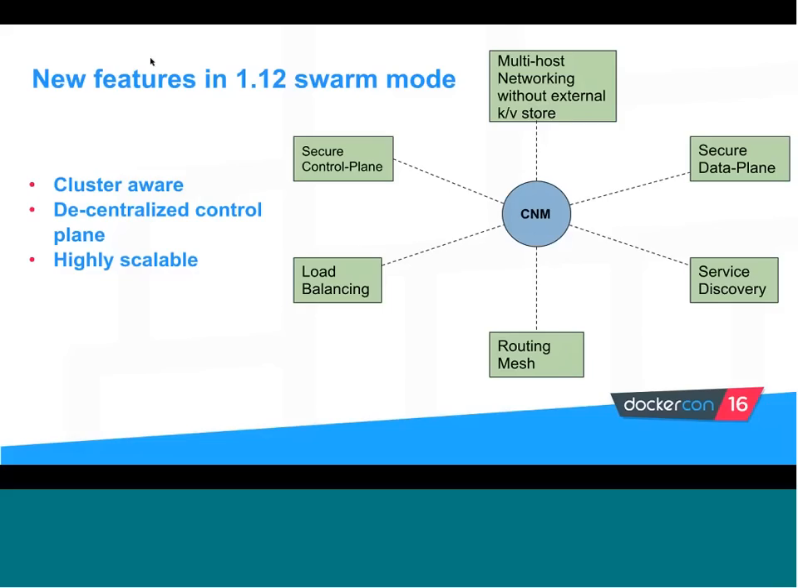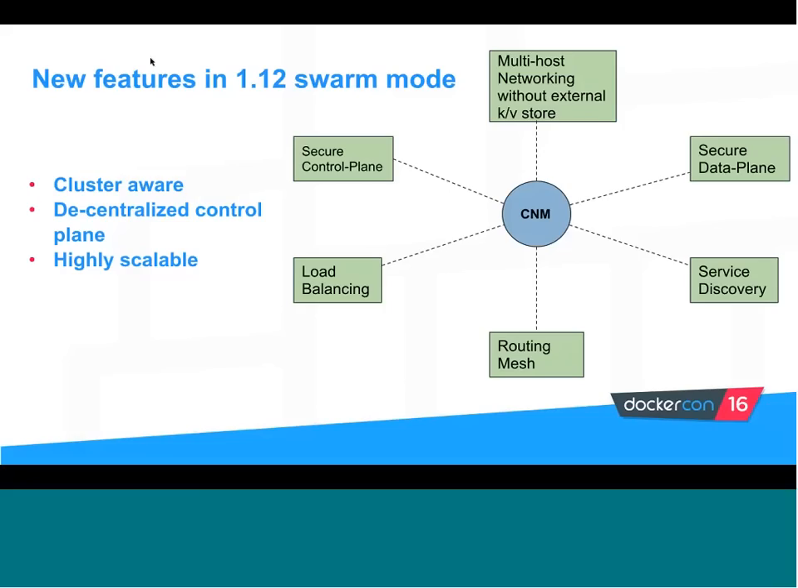For example, the multi-host networking in 1.12 can run without any external KV store, which is a huge plus. And now the control plane and data plane are both completely secured, encrypted end-to-end, with key rotation and so on and so forth. We have built-in load balancing, both ingress and internal. We have service discovery done automatically thanks to the services concept. We also have a routing mesh now.